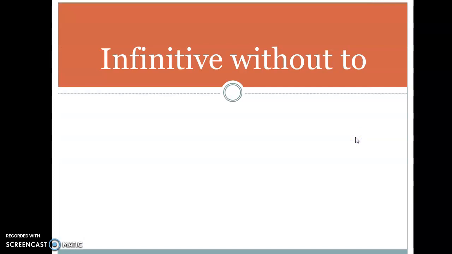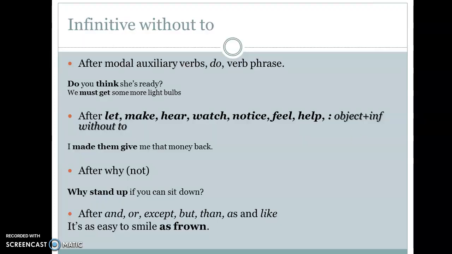Let's start with the infinitive without to. We use the infinitive without to after modal auxiliary verbs, after do or after the verb phrase, after verbs such as let, make, hear, watch, notice, where the pattern is object and infinitive without to. For instance, I made them give me that money back, not I made them to give me that money back. That would be grammatically incorrect. Also after why or why not, and after and, or, except, but, than, as, and like.